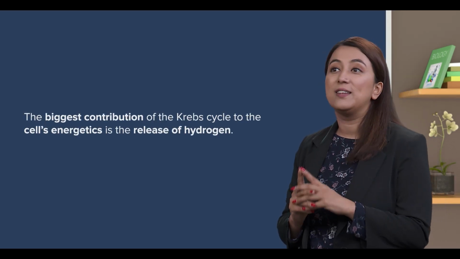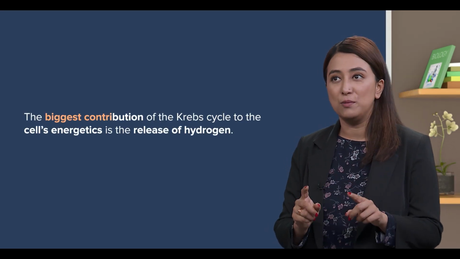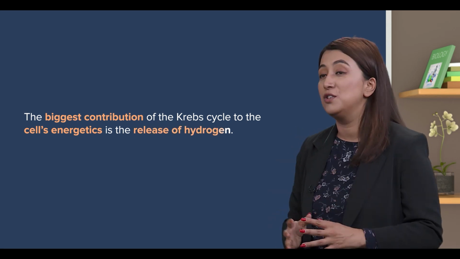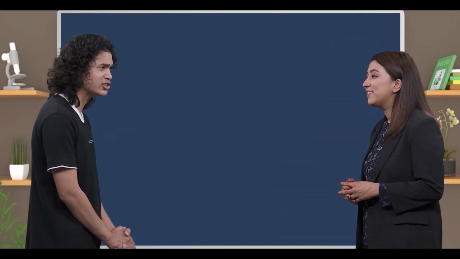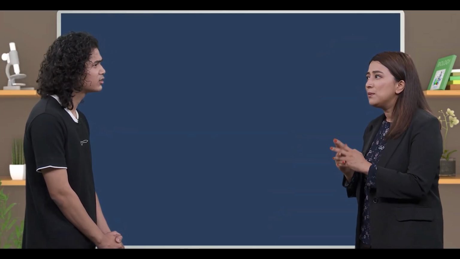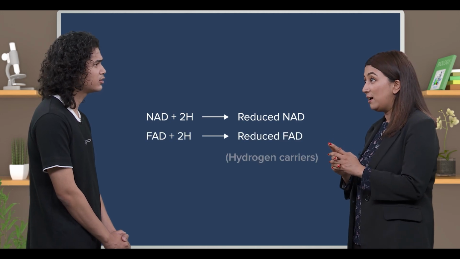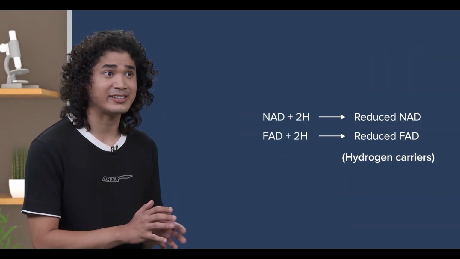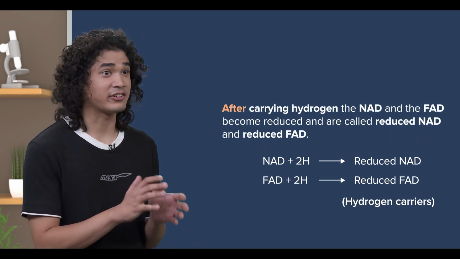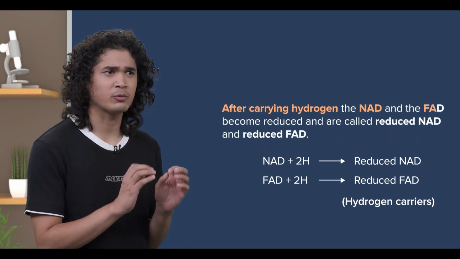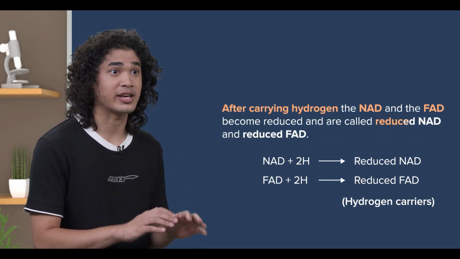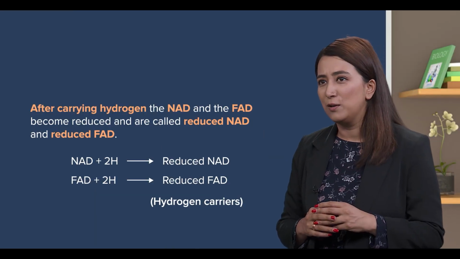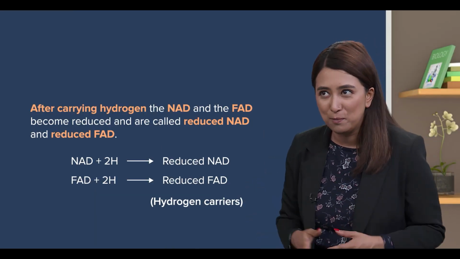Also, remember that the Krebs cycle's biggest contribution to the cell's energetics is the release of hydrogen. Release of hydrogen? Yes. Don't you remember the NAD and the FAD, the hydrogen carriers? Oh, of course. I remember the natties and fatties. After carrying hydrogen, they become reduced and are called reduced NAD and reduced FAD. I don't think the nicknames are a good idea, but whatever floats your boat.